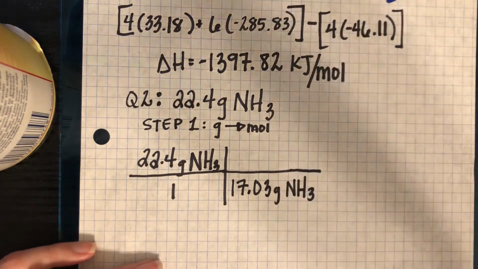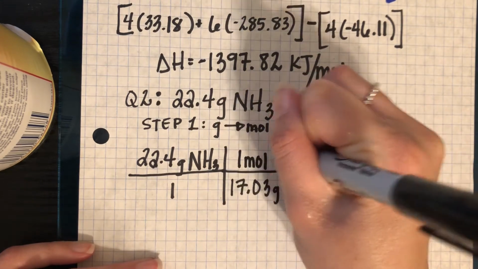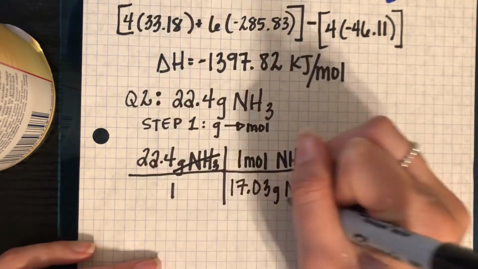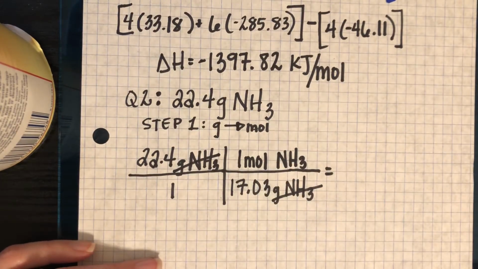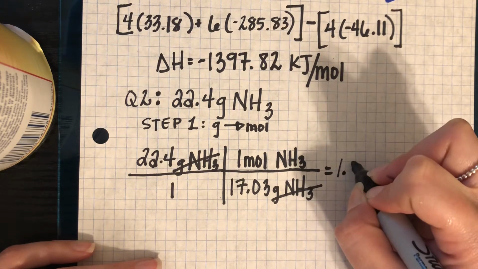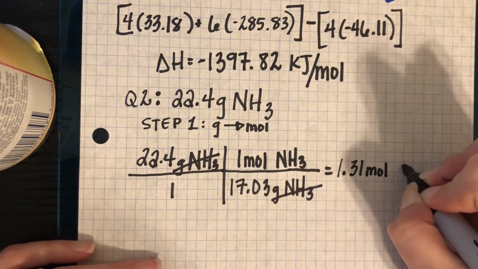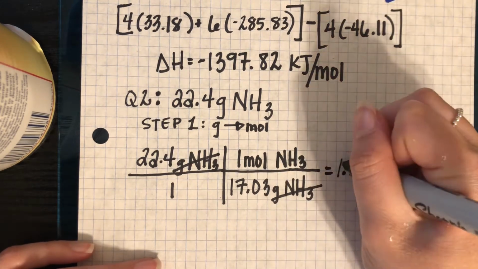And what do we want? We want moles, so moles are going to go up top. Okay, so grams of ammonia are gone. Now we have moles. Perfect, so all we have to do is divide. 22.4 divided by 17.03 will give us 1.31 moles of ammonia. Fantastic, so that was step 1.